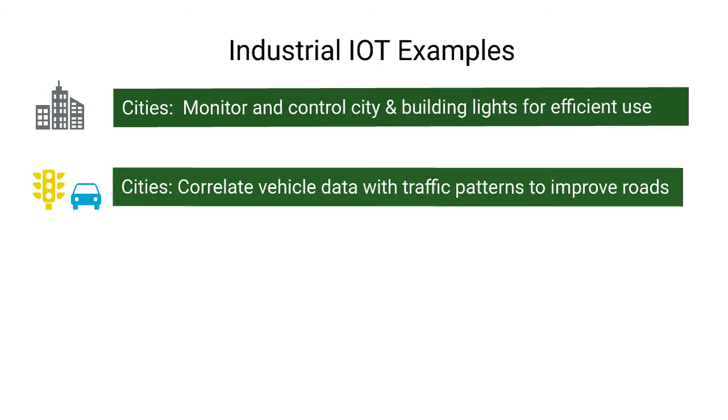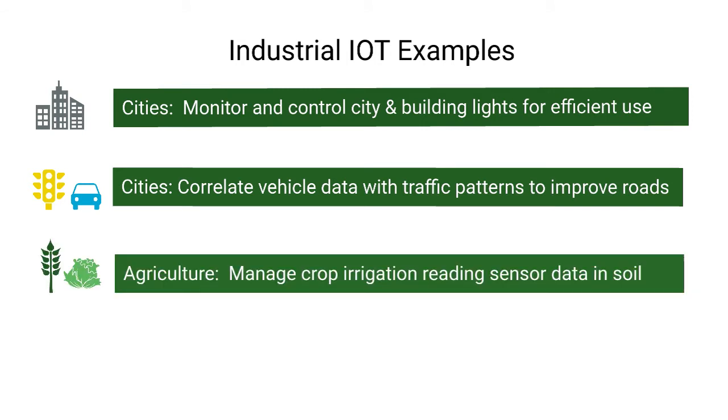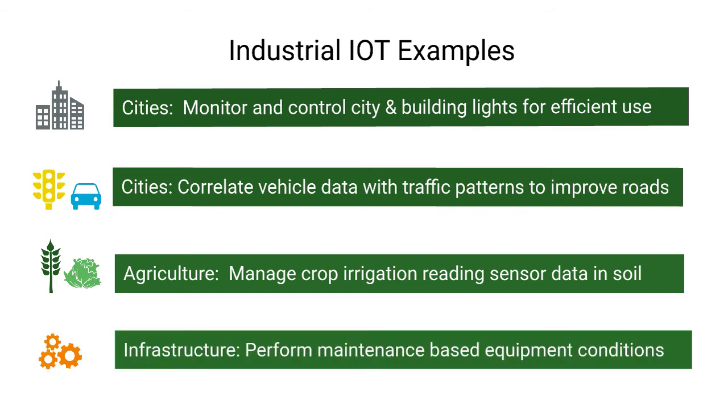Vehicle data, such as when drivers hit their brakes frequently, could be correlated with traffic patterns to improve road conditions and manage traffic. Farmers can more effectively manage irrigation of crops by using mobile apps to read data from sensors placed in the soil. Engineers and mechanics can get alerts on the vibration data of wind turbines to schedule servicing and enable preventative maintenance, and this could be applied to any major electrical or mechanical system.